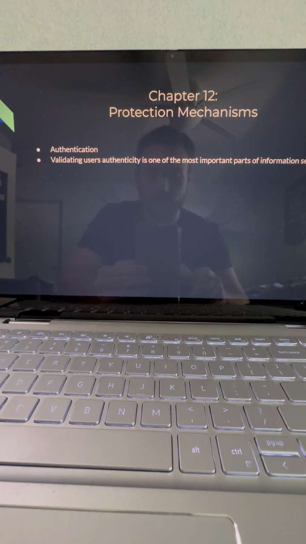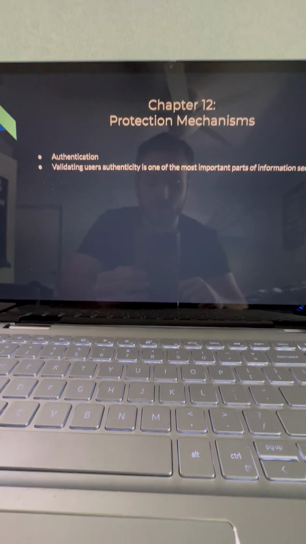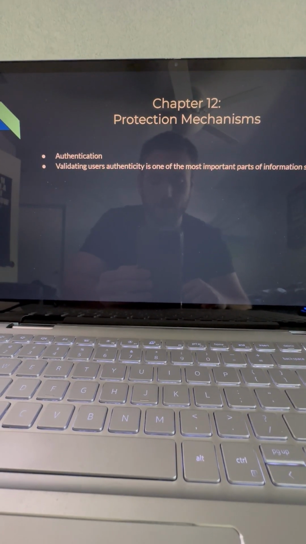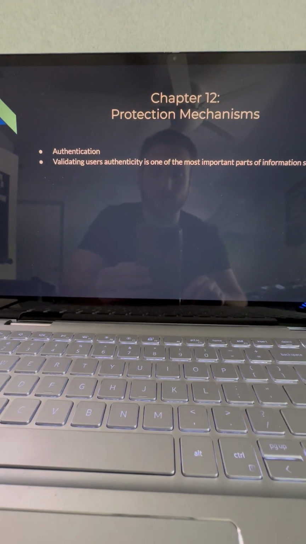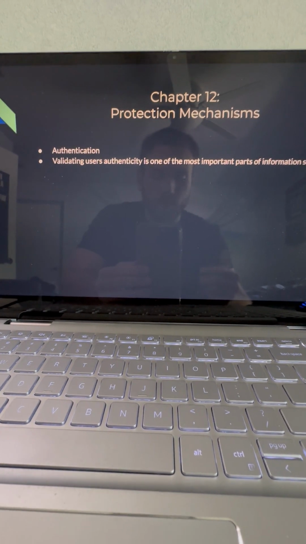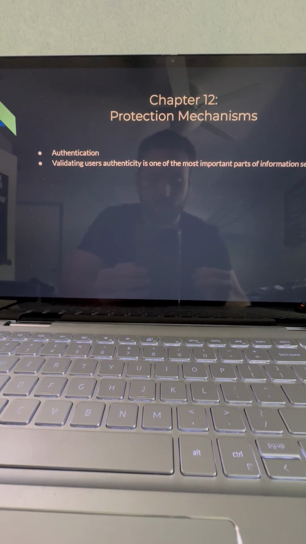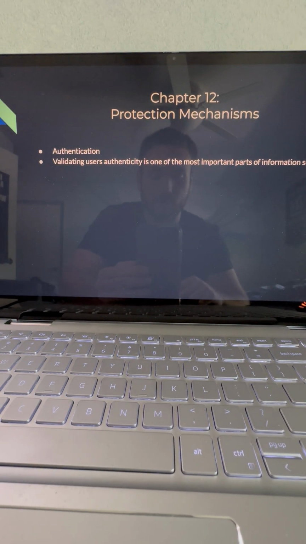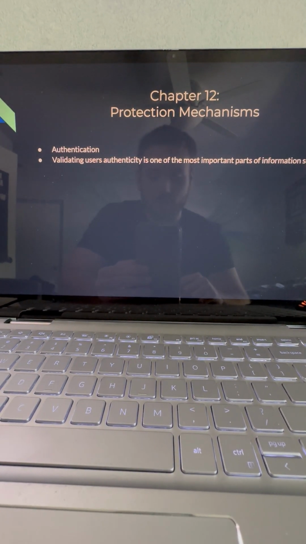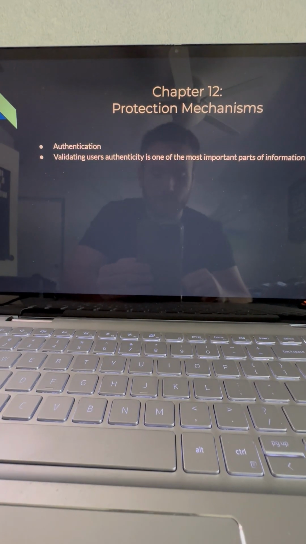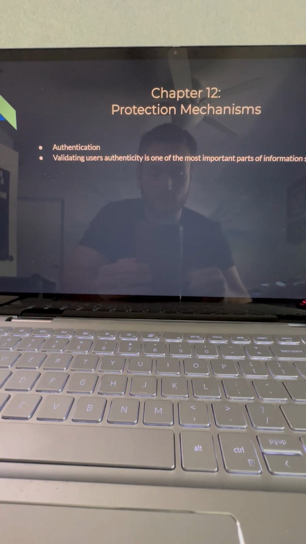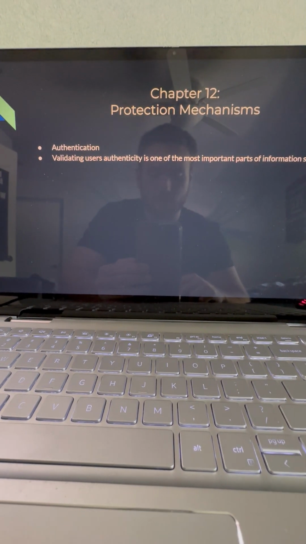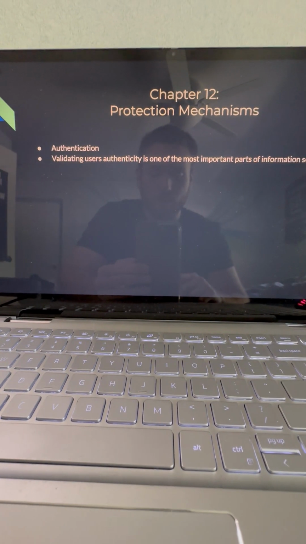So this factor involves knowledge-based authentication, such as passwords, pins, or secret questions, where the user provides something only they should know. Then there's what you have. This factor involves possession-based authentication, such as smart cards or mobile devices where the user possesses a physical object required for authentication. And then what you can produce.